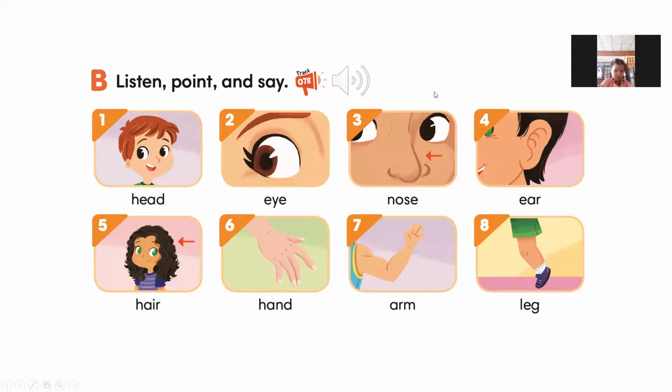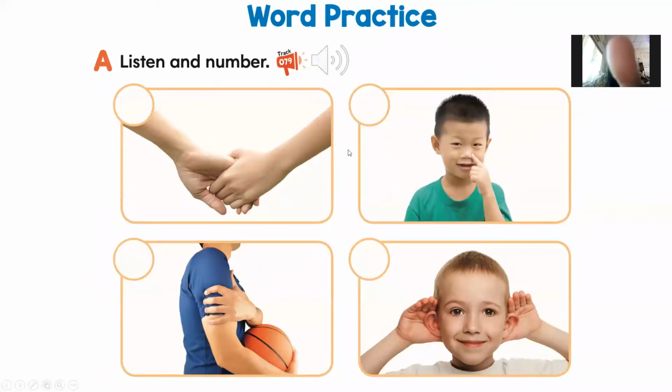Okay, so before we end this one, we are going to have a short test. You are going to listen and tell teacher which one is number one. A. Listen and number. One. Arm. Two. Ears. Three. Nose. Four. Hands. Okay, so which one is number one? A, B, C. Which one is A?